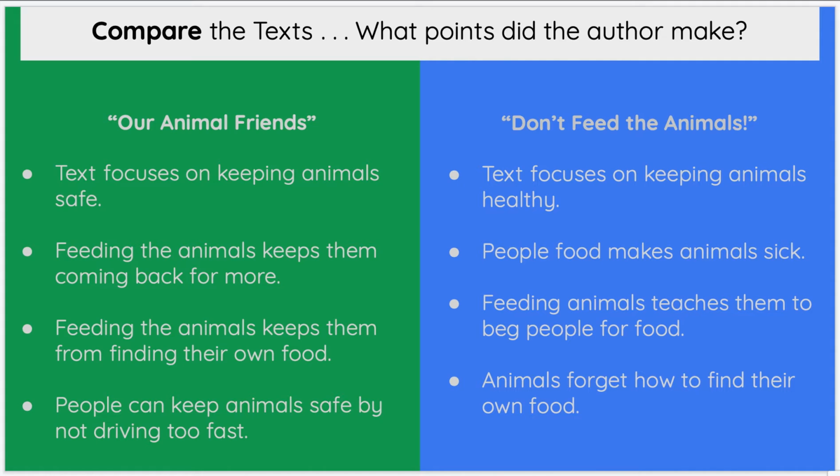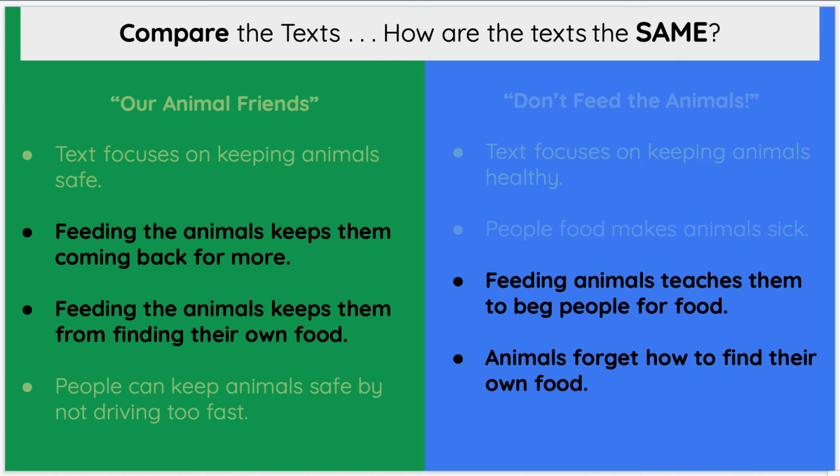Let's compare the two. Remember, comparing means what do I see that is similar or the same about the points the author is making? Well, I find here that these two points on one side and two points on the other seem to match up. Feeding the animals keeps them coming back for more. That kind of reminds me that feeding the animals teaches them to beg people for food. What about this one? Feeding the animals keeps them from finding their own food. That's kind of like the other one, and also like how animals forget how to find their own food. Boys and girls, I see that these points are similar. They look kind of the same to me.